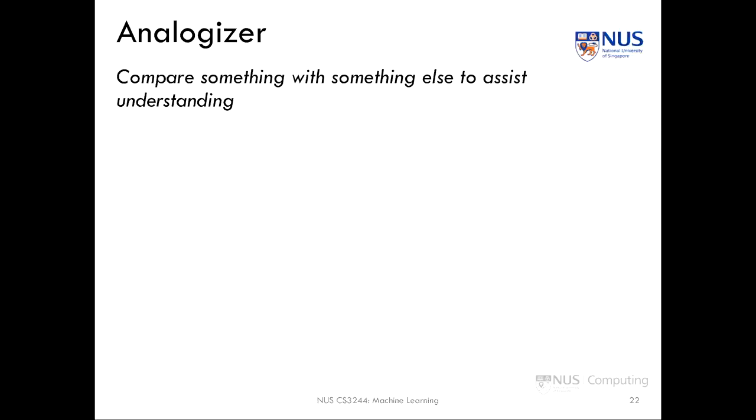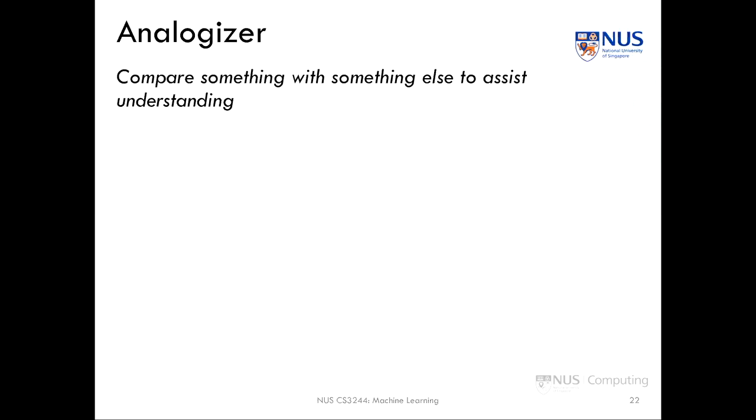All right, on to our second topic. You may recall from the lecture from Pedro that there is a class of learners called analogizers. It's one of the 5 tribes of machine learning. And analogizers make their inference by comparing something with something else. And that something else will help label what this something is.